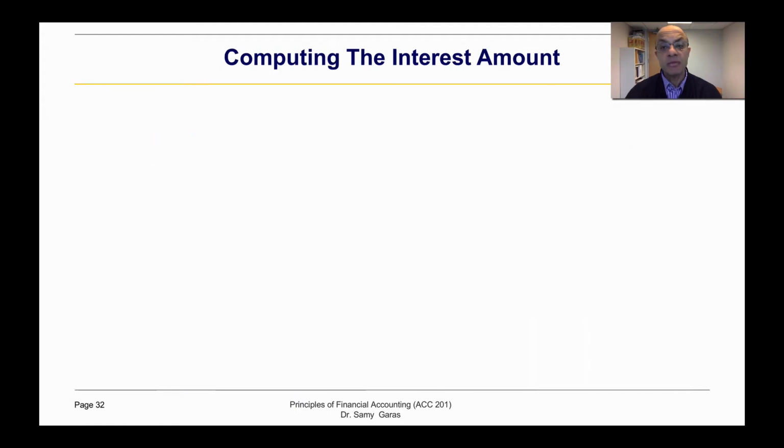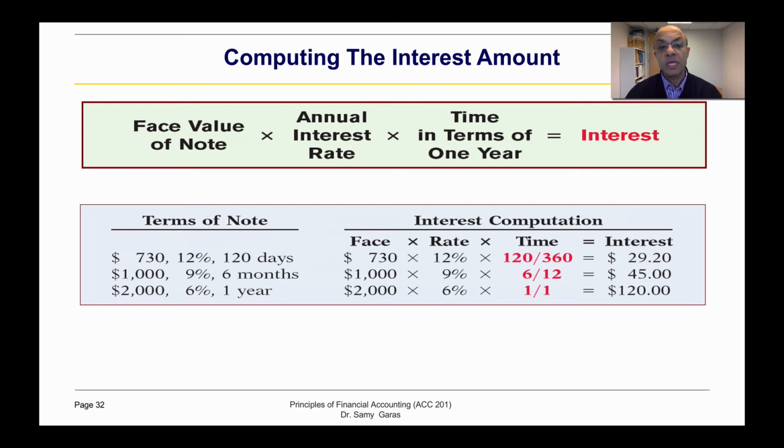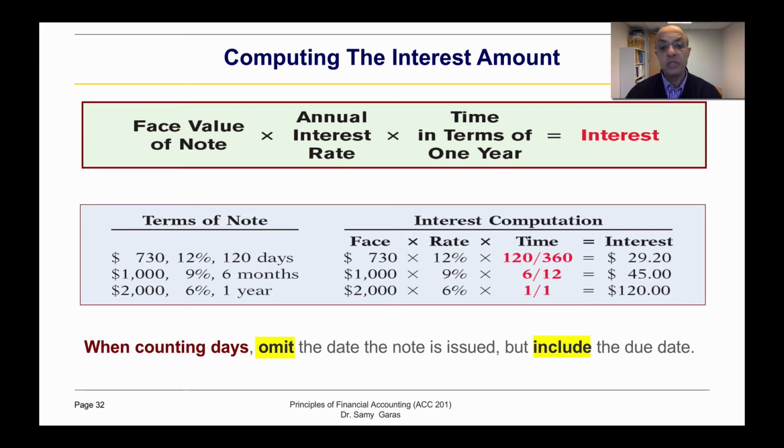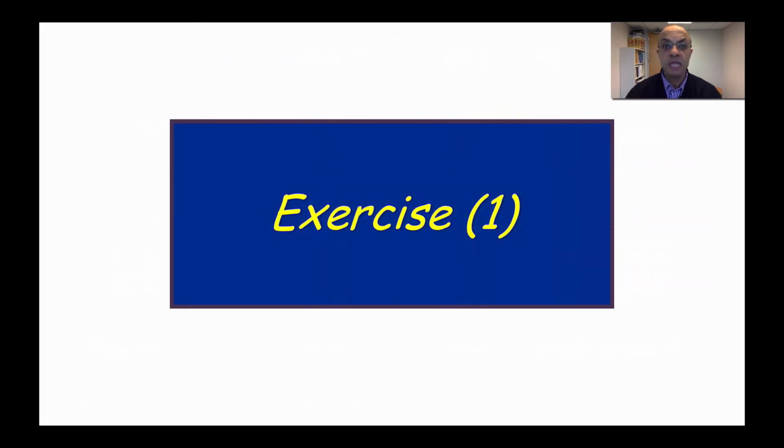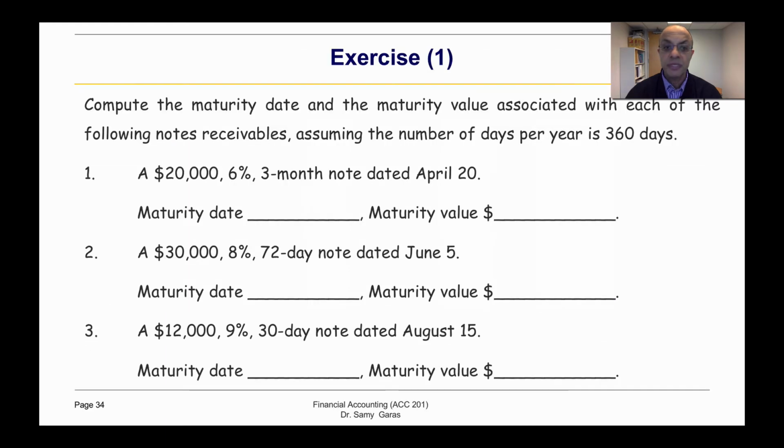When we calculate the interest, we multiply the face value times the annual interest rate times time. And the time here might be an issue because the interest could be computed on an annual, monthly, or daily basis. We have no problem with the annual or the monthly, but when we come to days, we need to omit the date the note is issued and include the due date. And I put here a very brief example to show you how to calculate the interest based on the number of days. So here we have three different situations.